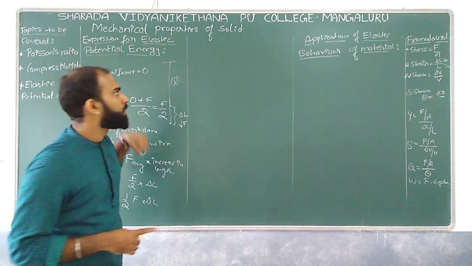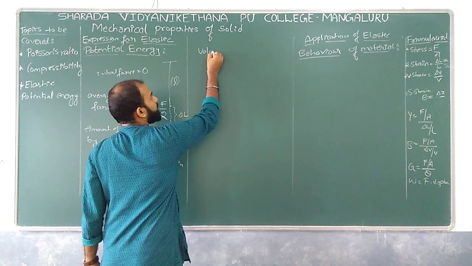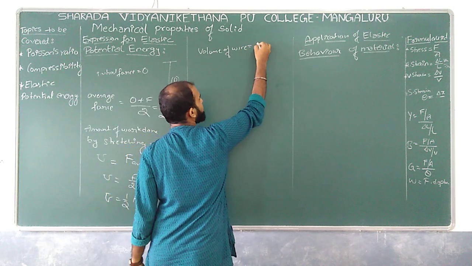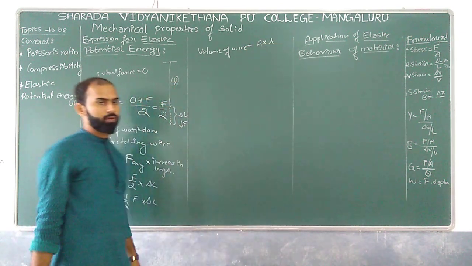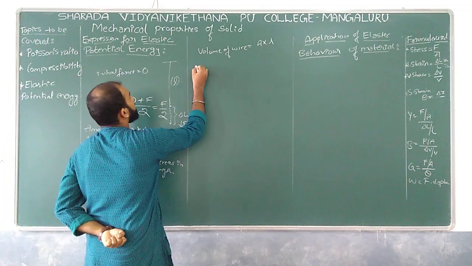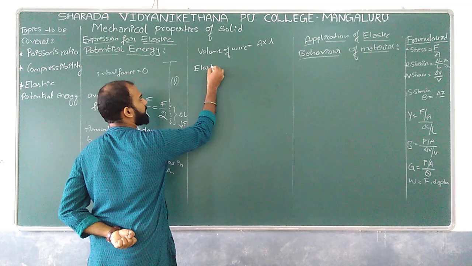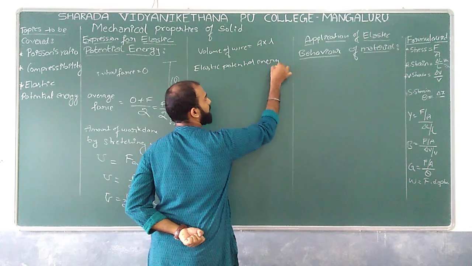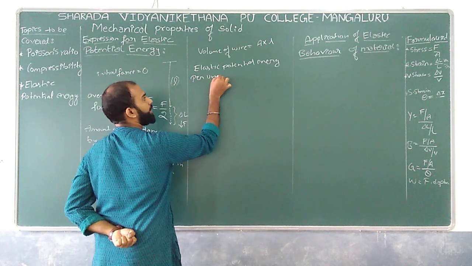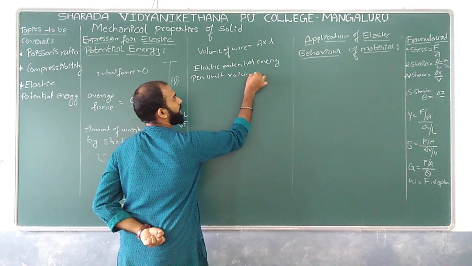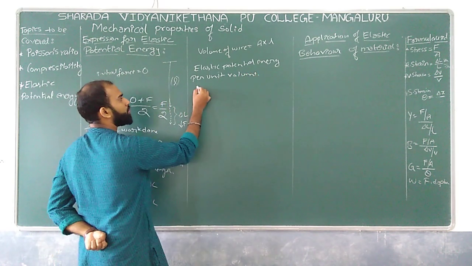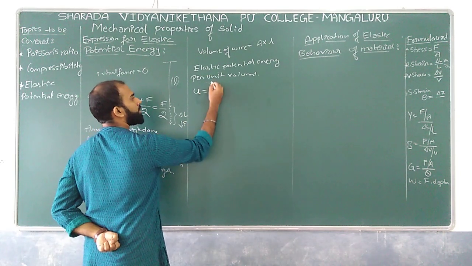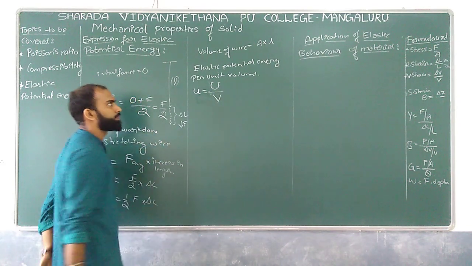That is area into length. So that is the volume of the wire, which is equal to the area into the length of the wire. Now, if I want to get the elastic potential energy per unit volume, what am I supposed to do? Small u is equal to U divided by V, correct?